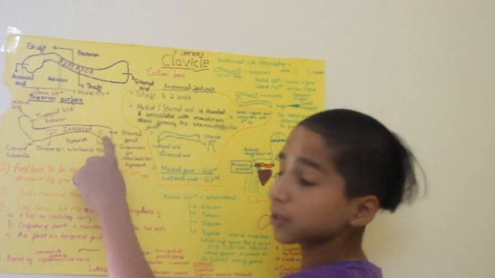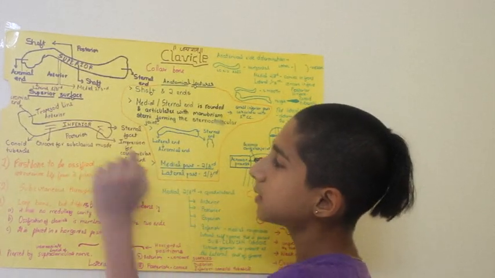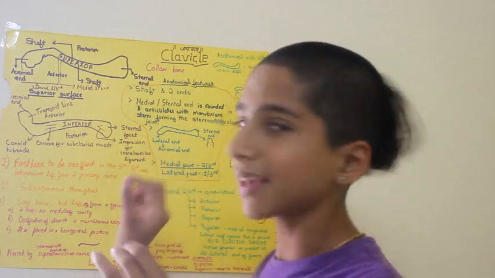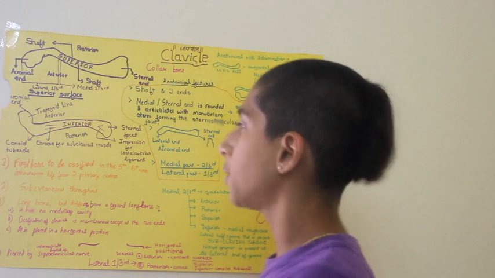This is the area that articulates with the sternum. This is the impression for the costoclavicular ligament. So basically there's a ligament that connects to the first costal cartilage. Abhigya, can you please show this here?